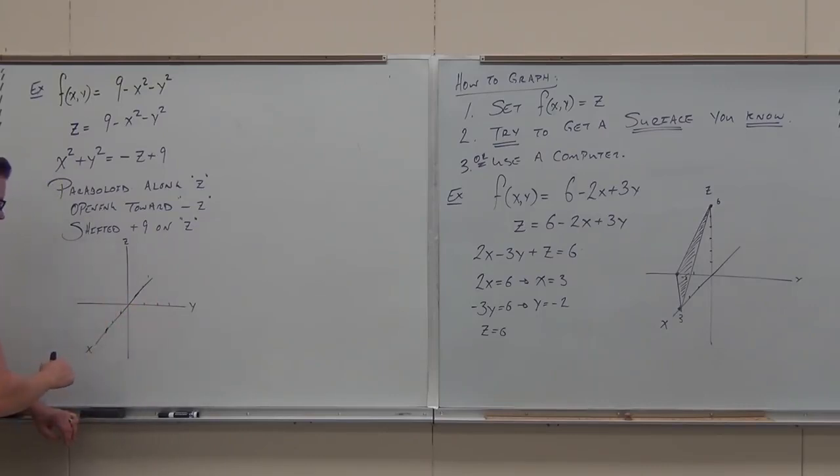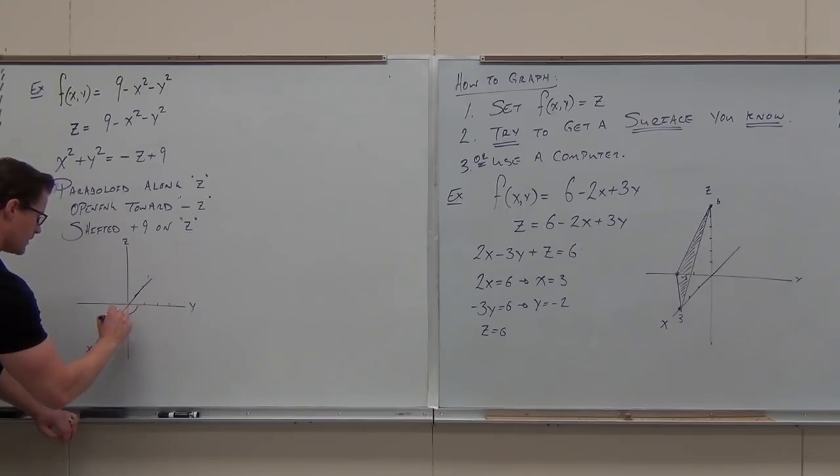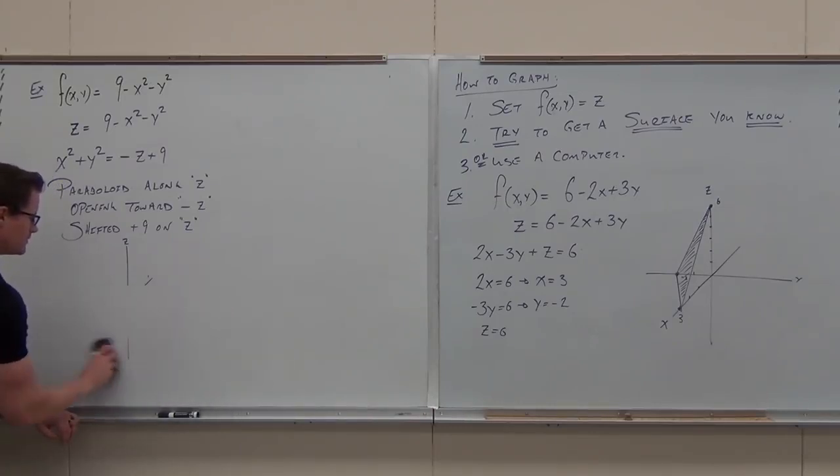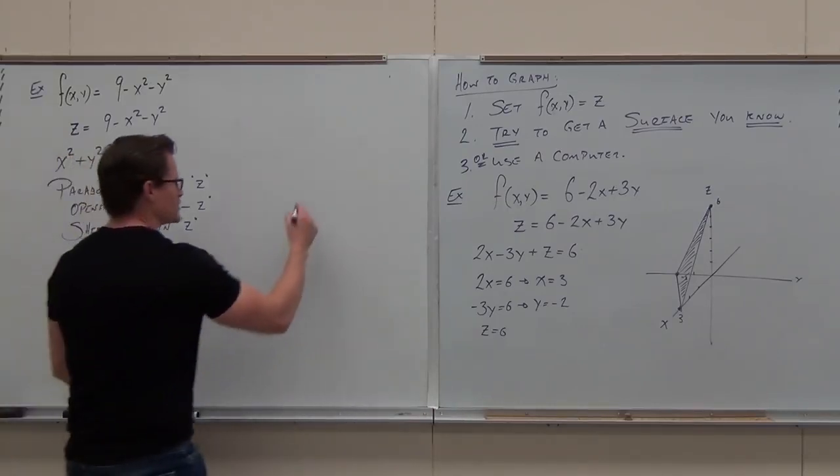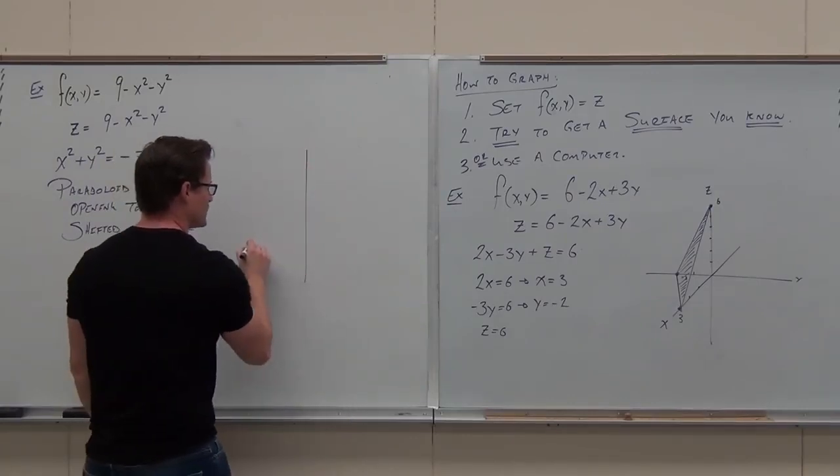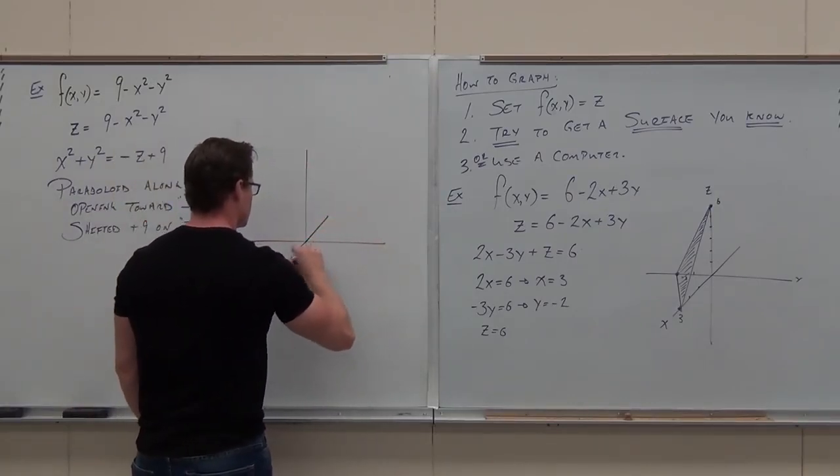Now I'm going to need a lot more space than that. Let's make that 3. Ah, crap. Stupid small circles.